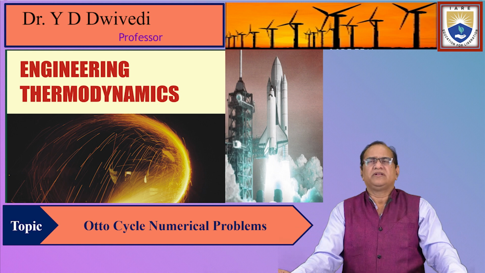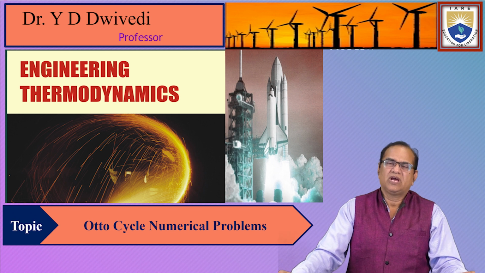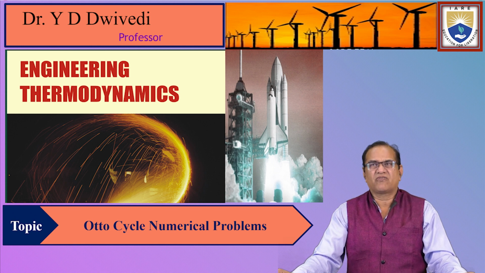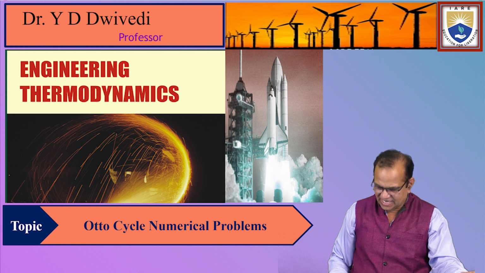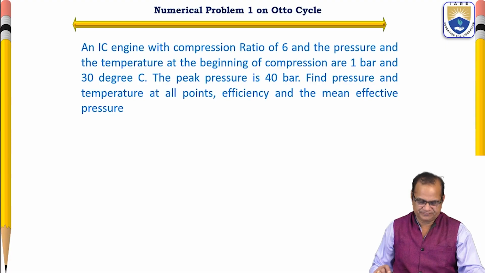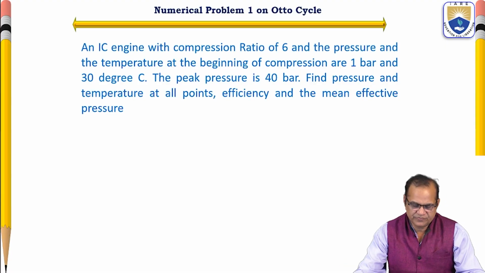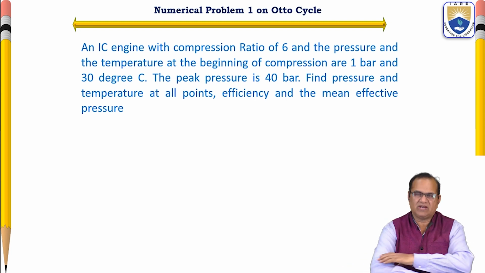So here there are 4 numericals, out of that 3 are from the Otto cycle and the last one is from the diesel cycle. So these 4 numericals we are going to discuss. Numerical problem 1 on the Otto cycle. I will read out this problem and then we will proceed ahead.